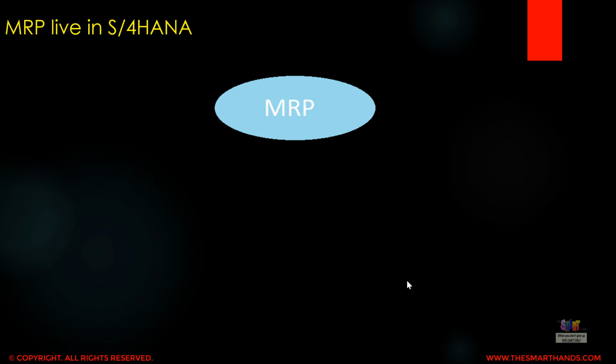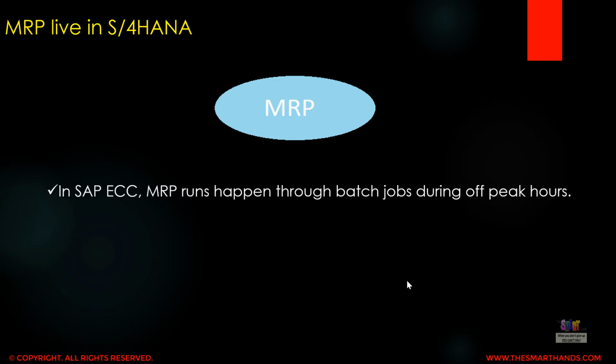Now there's another addition which is more relevant to the MM module, which is MRP Live, launched with S4 HANA. We'll talk more about MRP Live in later videos, but this is just an overview. So in ECC, MRP runs happen through batch jobs during off-peak hours, mostly during the night time when the system is not busy. So we run MRP as an automatic background job.